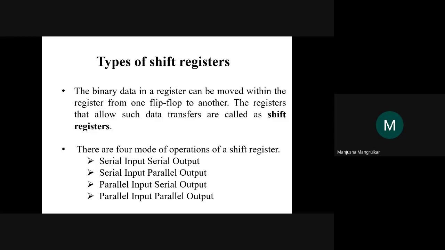Now, the types of shift register, how data is stored, and what the types of shift register are. The binary data in a register can be moved within the register from one flip-flop to another flip-flop, right? The data will scroll from one flip-flop to another flip-flop. The register that allows such data transfer is called a shift register, right? It is a shift register because you are inserting the data, and one by one that data is shifted to another flip-flop, as we'll see in the example.